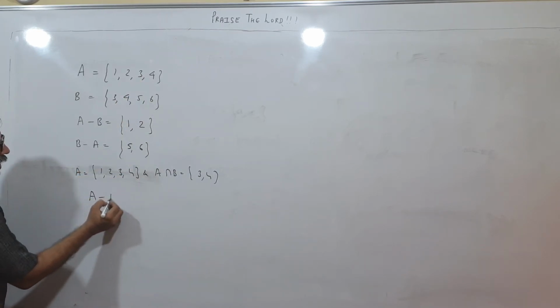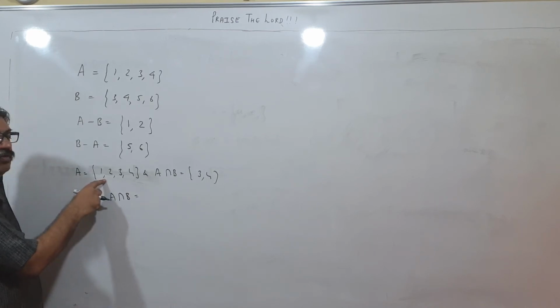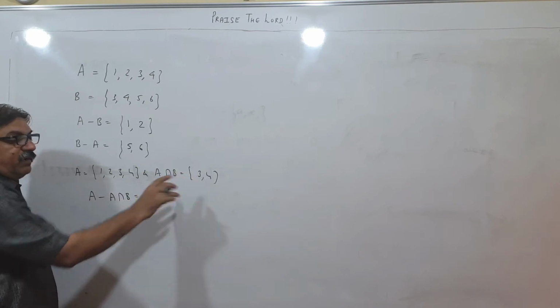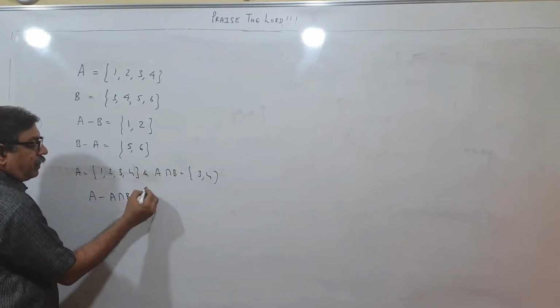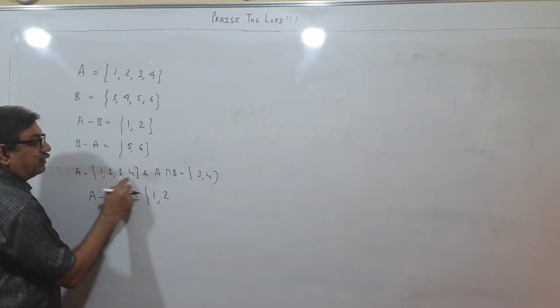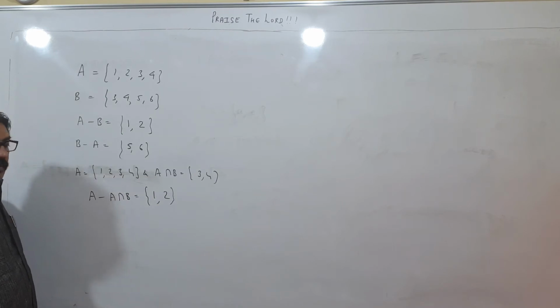What do you think for A minus A intersection B? It means I will see the elements over here, and those which are present in A intersection B, I will not write. A minus A intersection B, this minus this. So 1 I can write, 2 I can write, 3 and 4 I cannot write. That is A minus A intersection B.